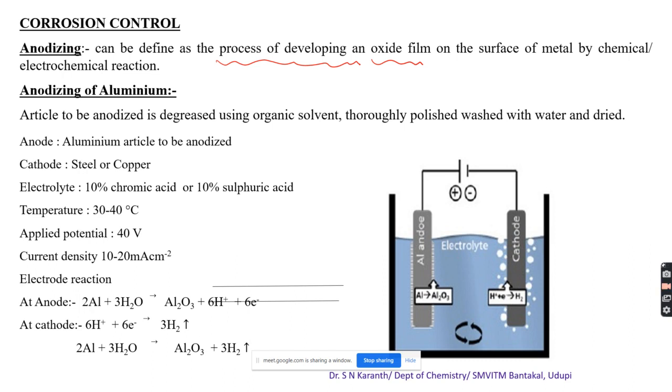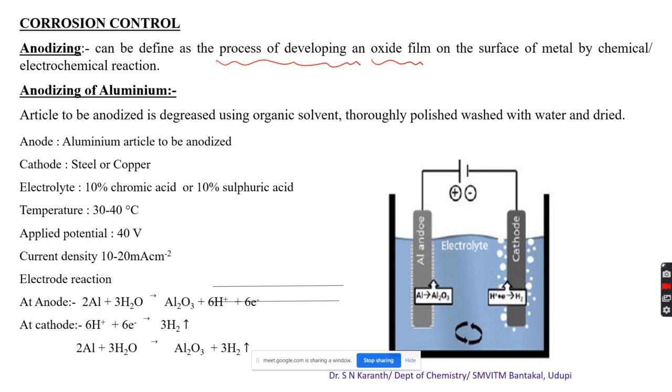In the case of anodizing of aluminium, the article to be anodized is always degreased first using an organic solvent, otherwise it interferes during the reaction. So that's why we have to remove almost all extraneous matter that was deposited over the surface of the anode. So first it should be degreased. Then after degreasing, even if any thick deposition is observed, we may introduce acid treatment, which is called pickling. And then it is polished, washed with water and dried.